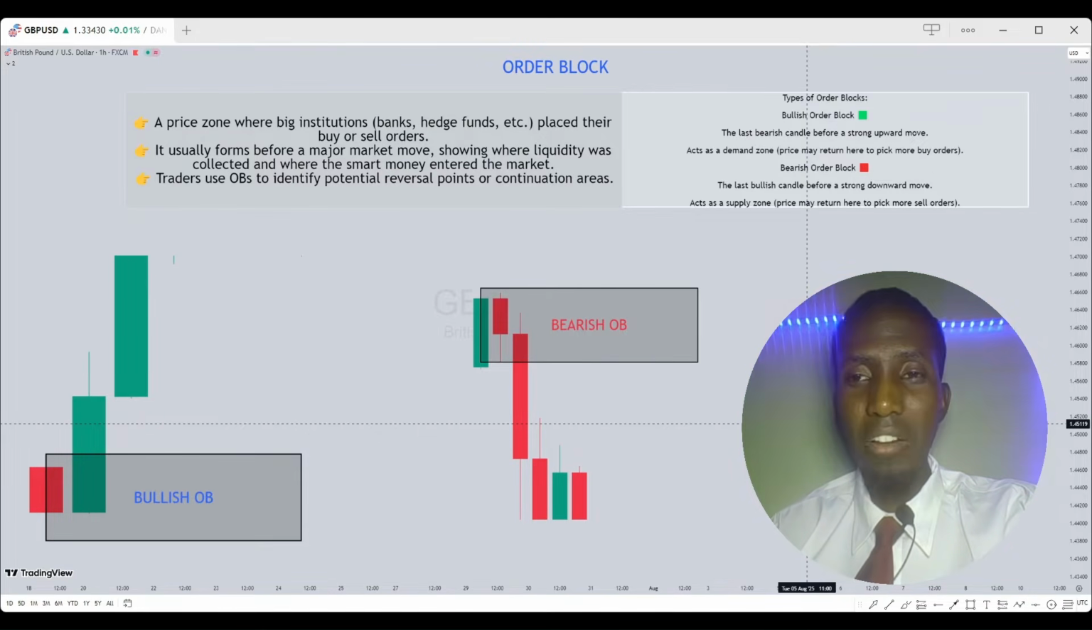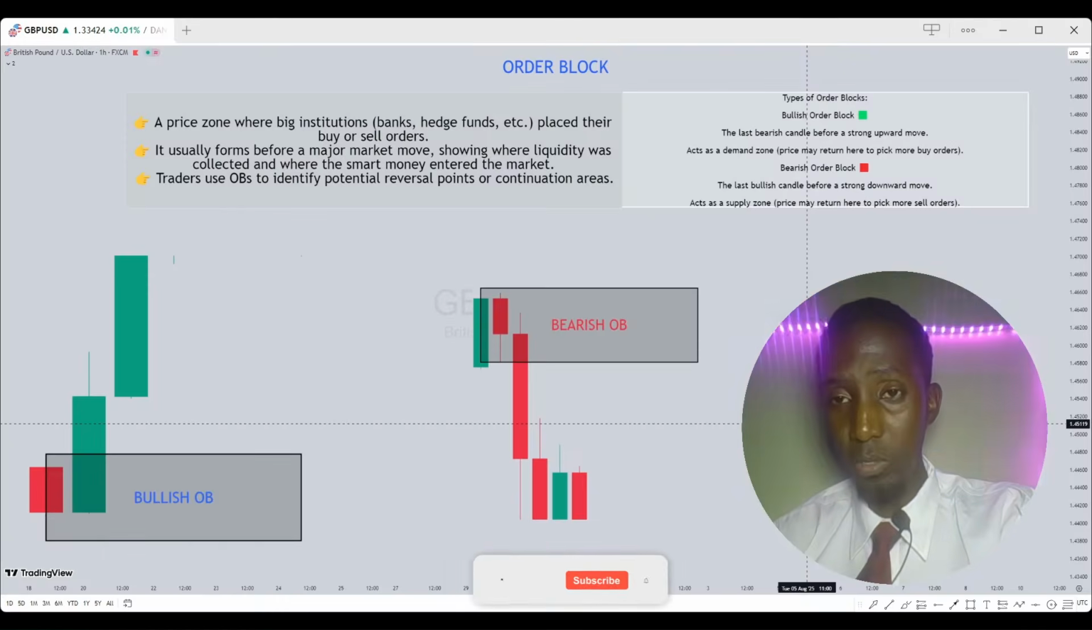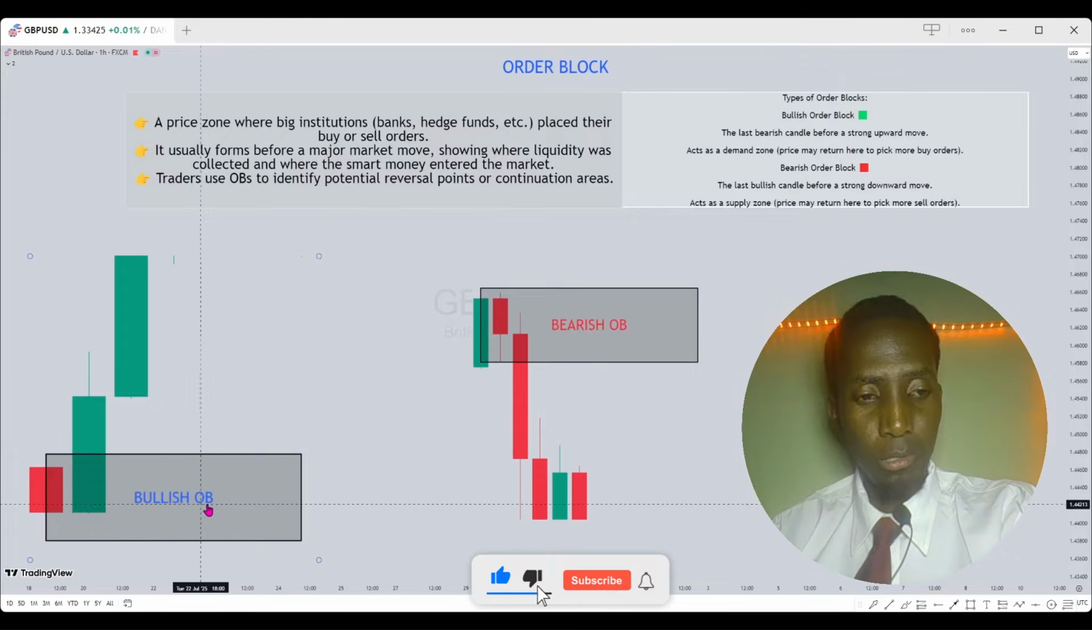And also we have two types of order blocks: a bullish order block and a bearish order block. We also have different types of order block, which I'll talk about: valid order block, invalid order block, mitigated and unmitigated order block. It usually forms before a major market move, showing where liquidity was collected and where the smart money entered the market. So let's start with a bullish order block.